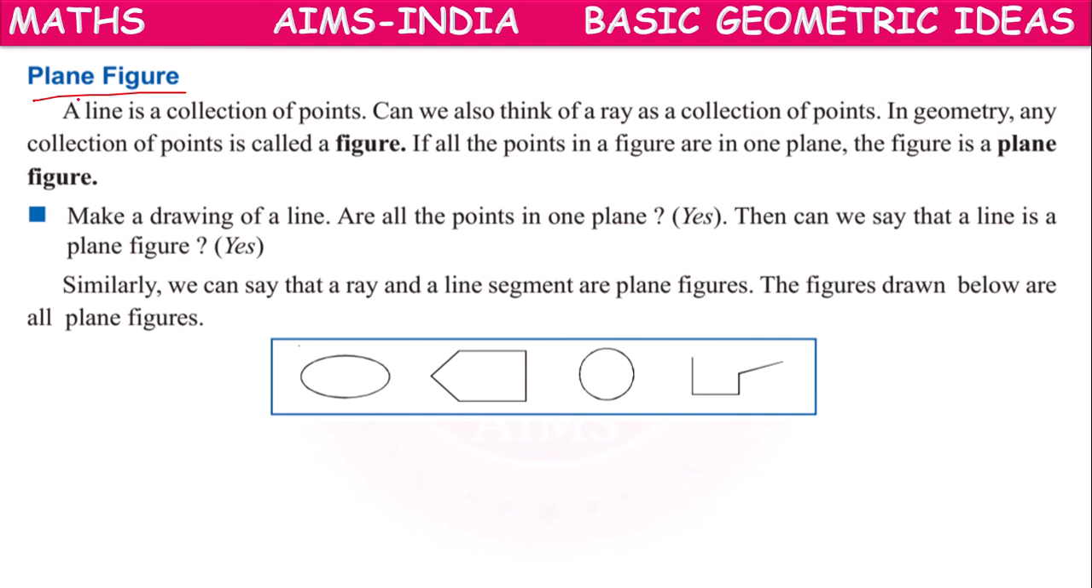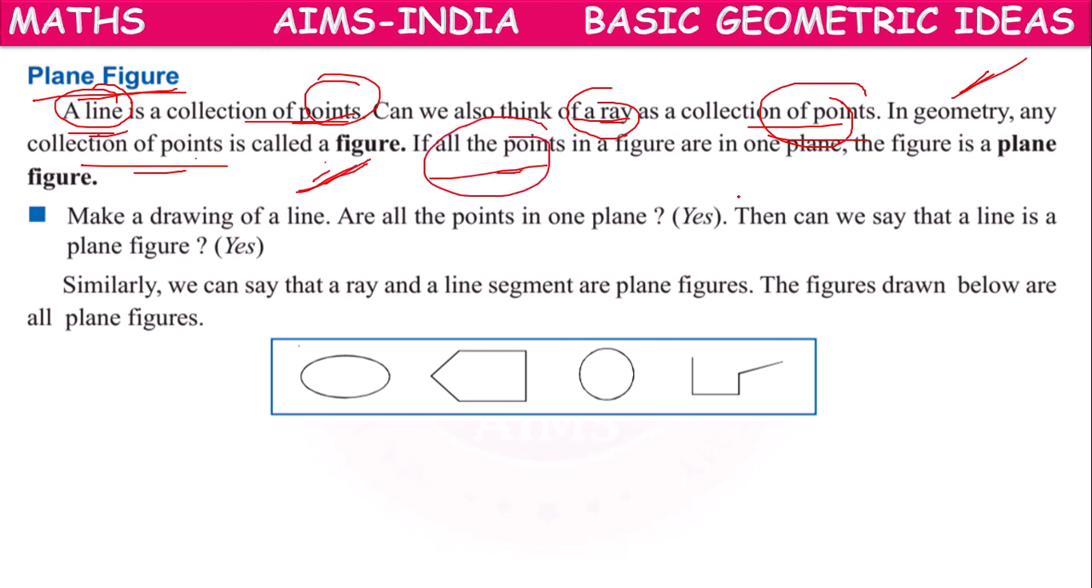Next, children, we have plane figures. Here, a line is a collection of some points. So a ray also we can assume as a collection of some points. Actually, the collection of points is called a figure in geometry. If all the points of the figure are in one plane, then the figure is said to be a plane figure.